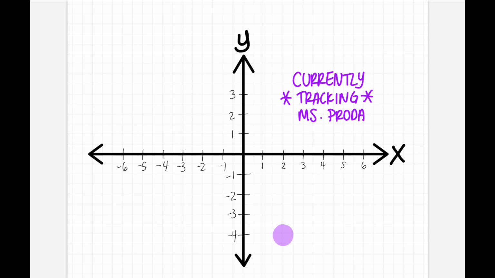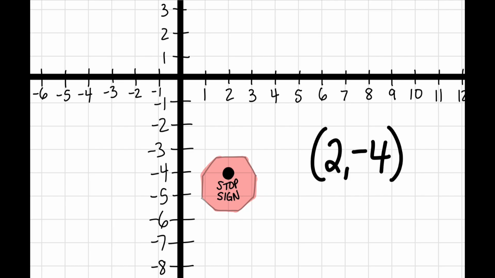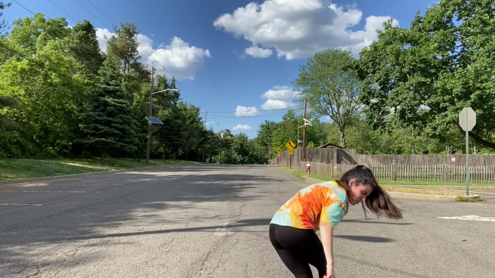As Miss Proto said, if you said to travel down, you got it. Since it's a -4, to get there, she needed to travel down 4 units. Here's the location of the stop sign. When we put it all together, it's at 2, -4. Nice stop sign. Transport to origin.